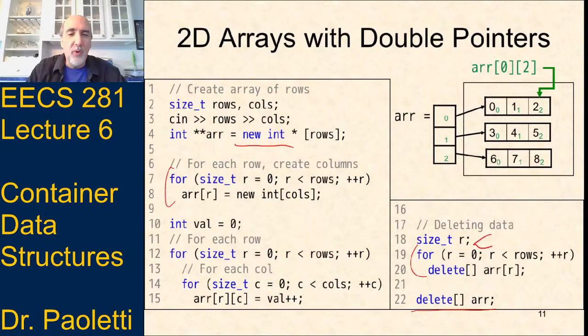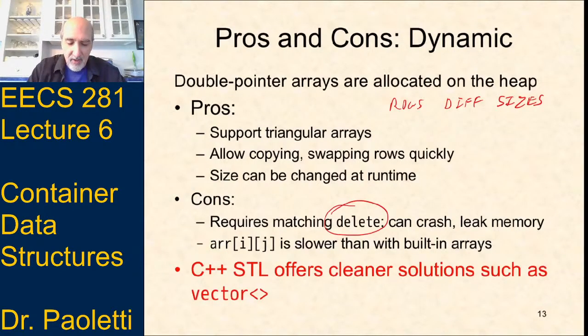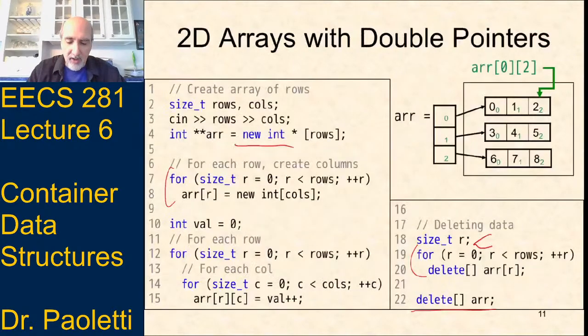So this one, when I write news, I always write matching deletes so I don't forget them. Now, the other thing is the arr sub i sub j is slower than with a built-in array. It's slower because it has more than one memory access.